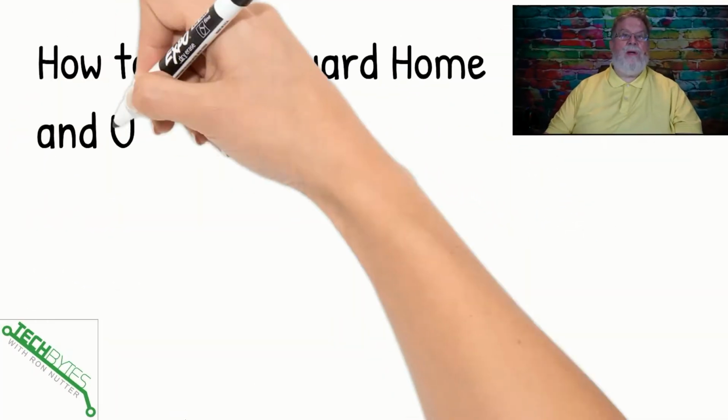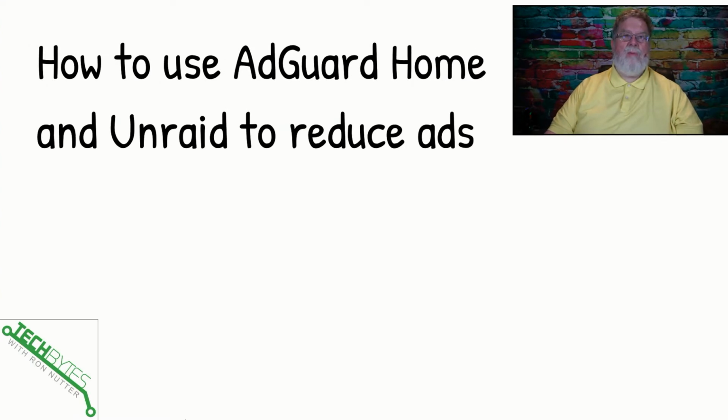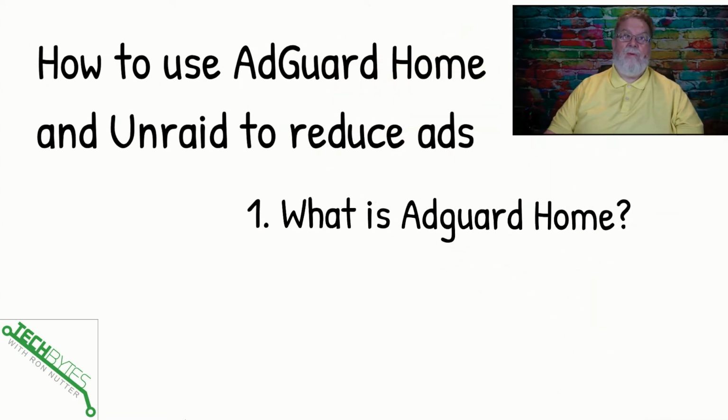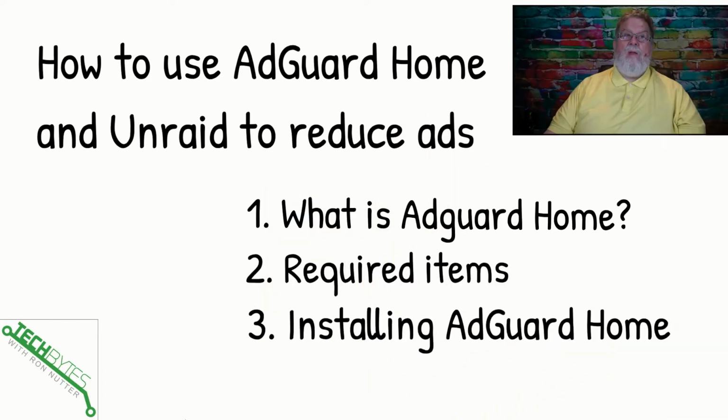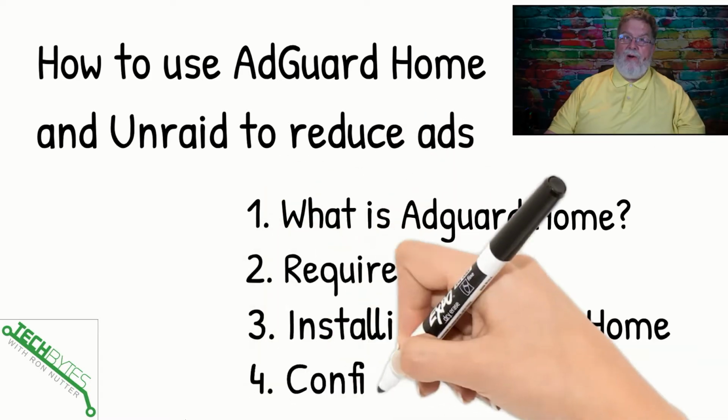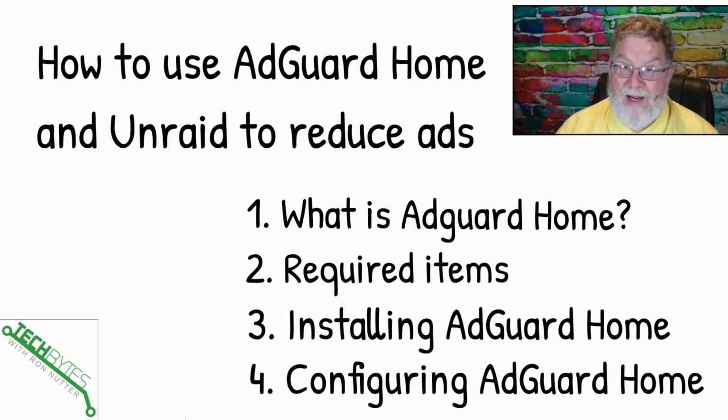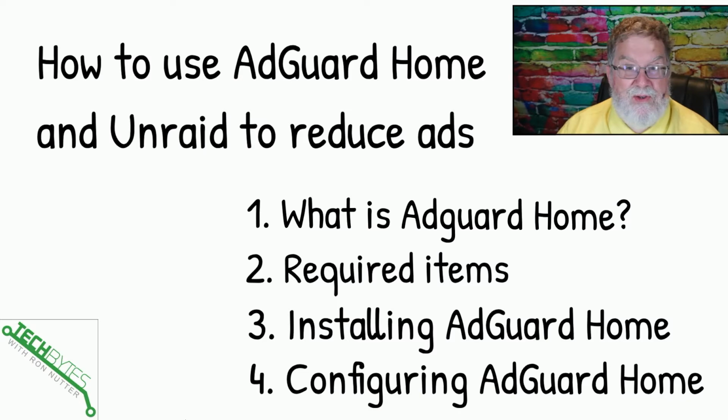Here's what we're going to be covering in this video, and that's how to use AdGuard Home and Unraid to reduce the ads in your network. First, what is AdGuard Home? What are the required items that you're going to need to have? Then we'll talk about installing AdGuard Home. And then lastly, configuring. And there's some very interesting things that you'll want to stay tuned for, because this is going to give you some nice functionality and not have to use a lot of extra software packages.